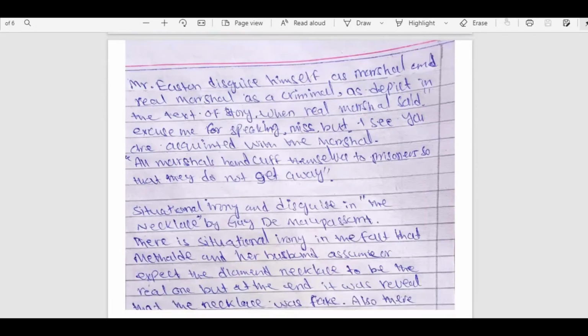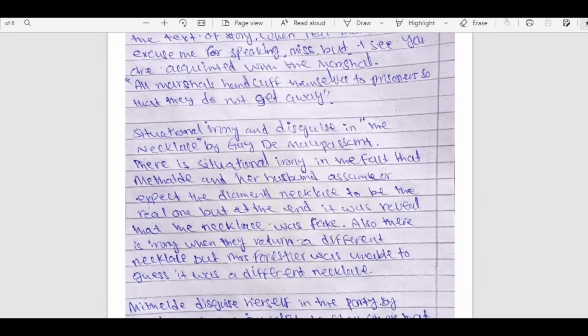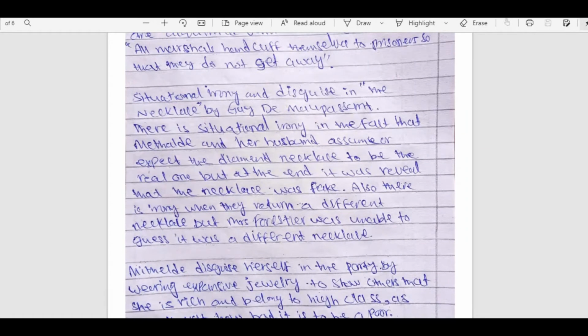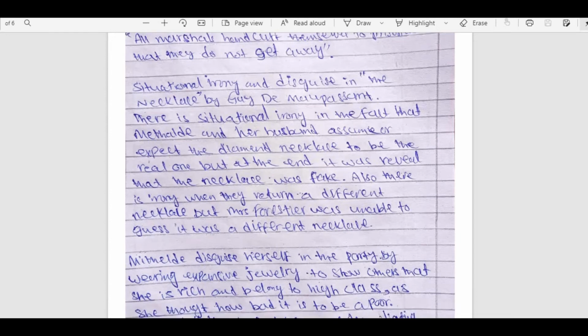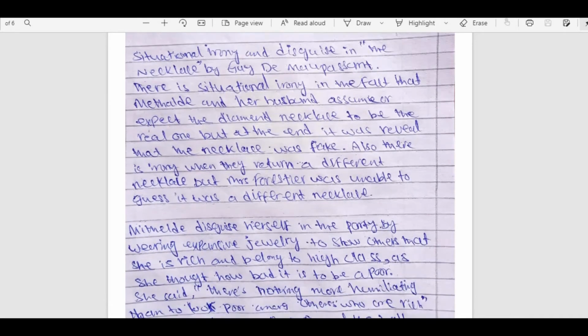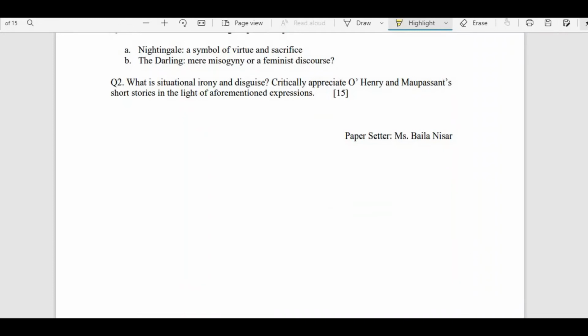Situational irony is there in The Necklace by Guy de Maupassant. The situational irony is in the fact that Mathilde and her husband assume the diamond to be real, but actually it's a fake jewel. So there is a disguise in the diamond as well, and Mathilde disguised herself at the party by wearing expensive jewelry to pretend that she belongs to a higher class. So these things are there.